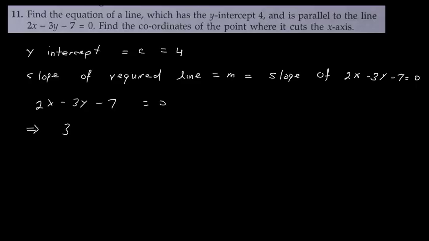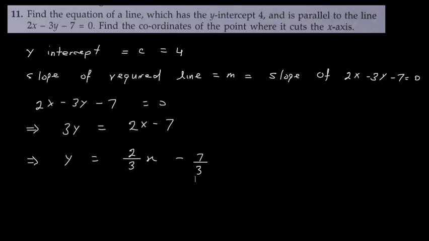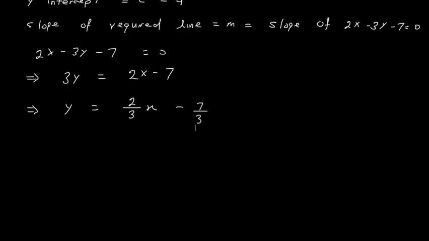So now 2x minus 3y minus 7 equal to 0. This implies that 3y is equal to 2x minus 7. This implies that y equals 2 divided by 3 times x minus 7 divided by 3. So you have y is equal to 2 by 3 x minus 7 by 3. The lines are parallel. Y-intercept is 4 and the line is parallel to this. So, as per the problem, M is equal to 2 divided by 3.